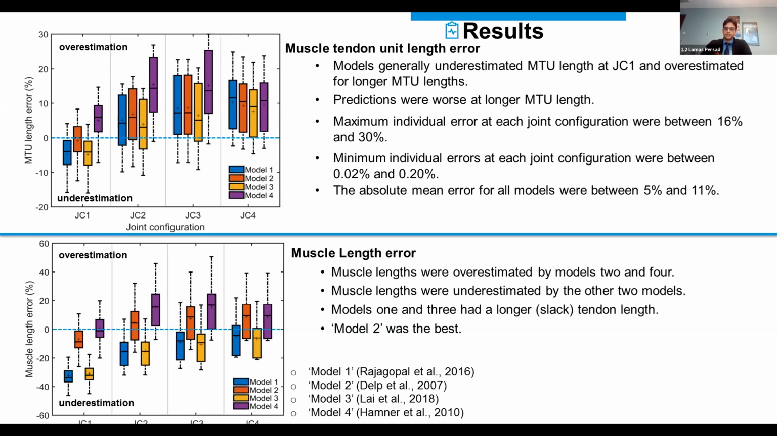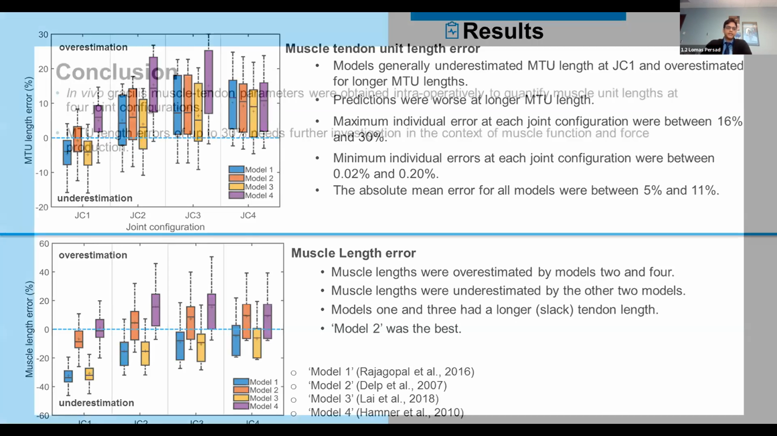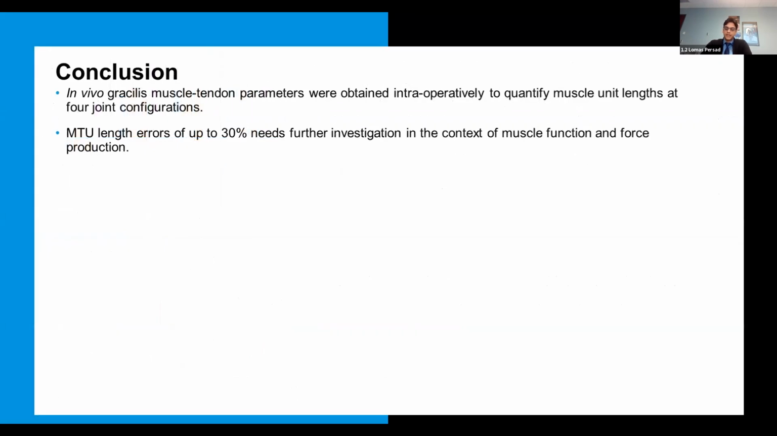So in summary, in vivo gracilis muscle tendon parameters were captured intraoperatively. This included MTU lengths, where individual MTU length errors of up to 30% need further investigation in the context of force generation.